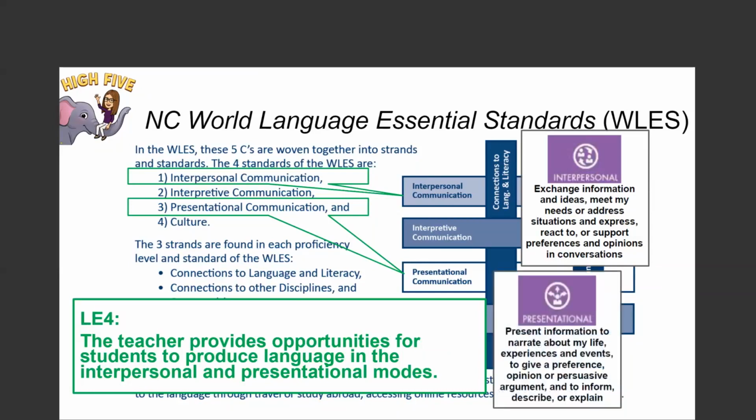Presentational communication, our third essential standard, looks at when students present information about their lives, their experiences, and other things happening around them, or explain their preferences or opinions on things. The difference between these two, of course, is that interpersonal is more informal because it's spontaneous, and presentational is when you've rehearsed something, like if you're going to speak, or you've drafted and revised something, for example, in presentational writing.